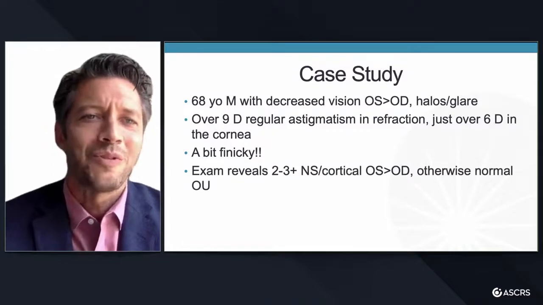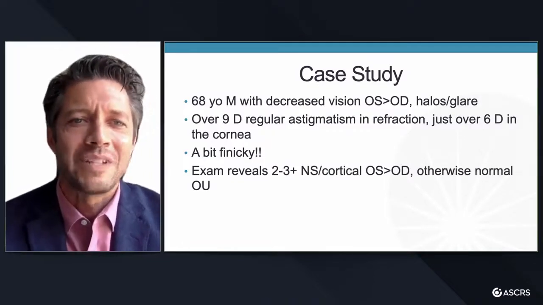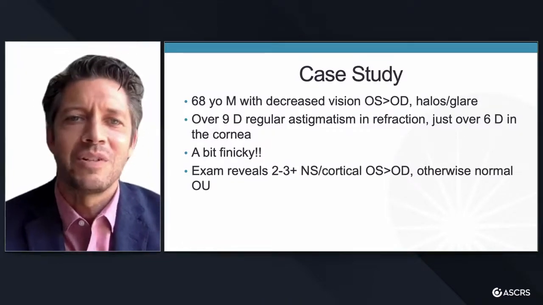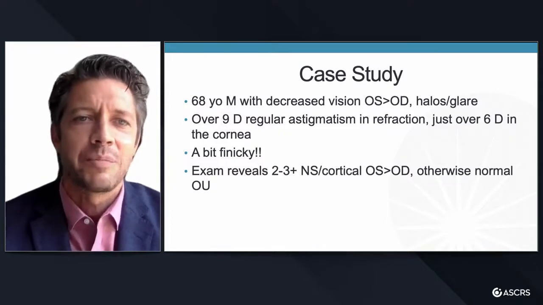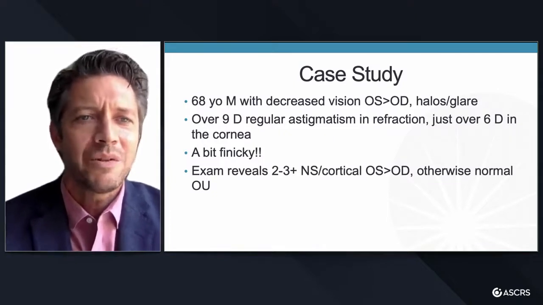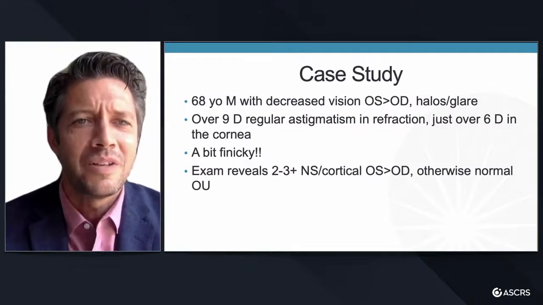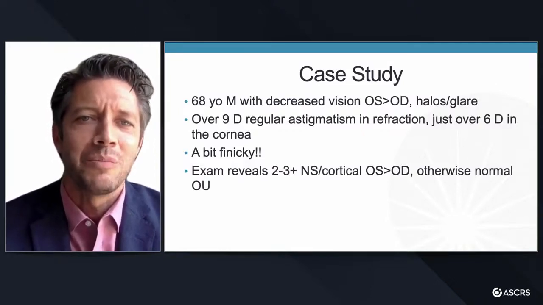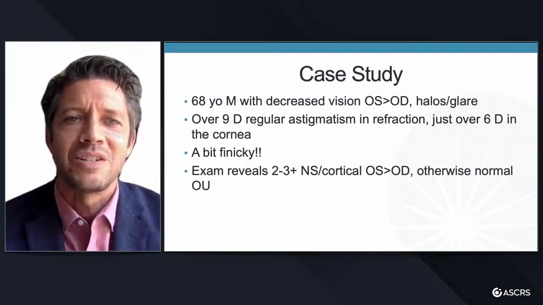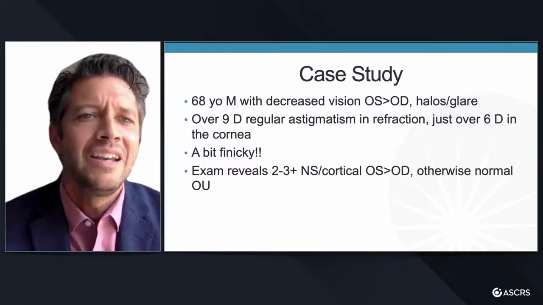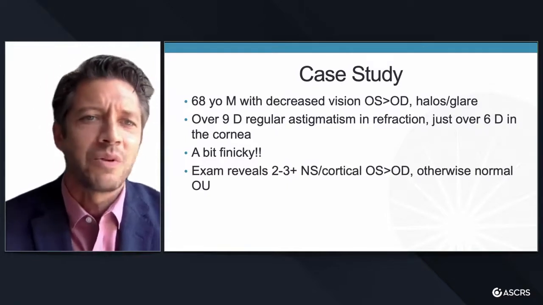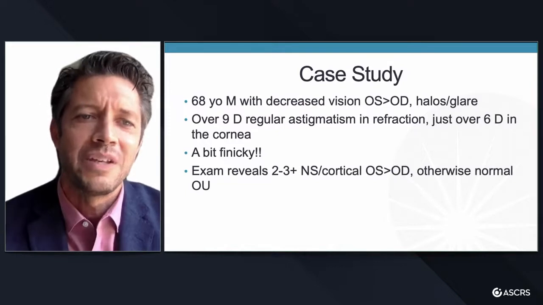This guy was memorable for a lot of reasons, but first and foremost, he had 9 diopters of regular astigmatism in his refraction, just over 6 diopters in the cornea. To say he was a bit finicky is a bit of a euphemism. He was an unpleasant gentleman. He spent the first couple of minutes of the consultation telling me how much he hated docs. I don't think he had an address. He was one of those guys who kind of lived off the grid, so to speak.